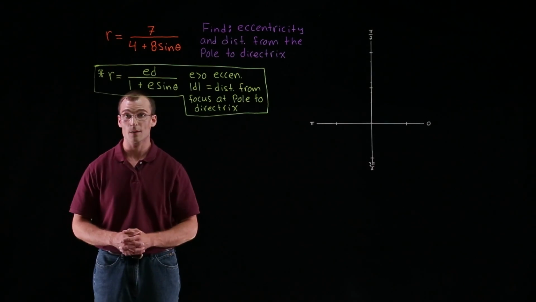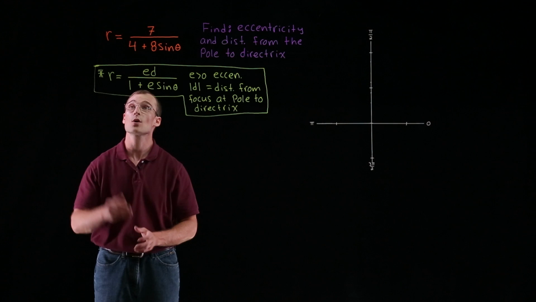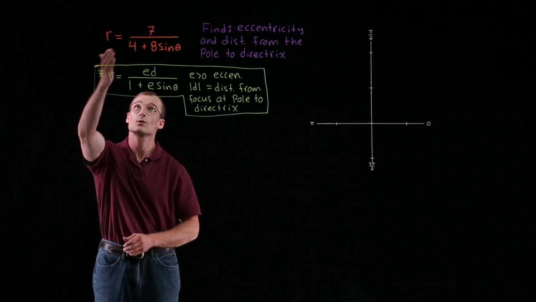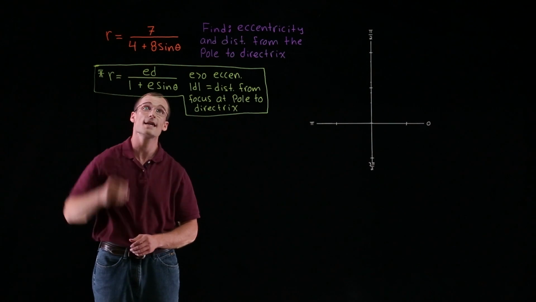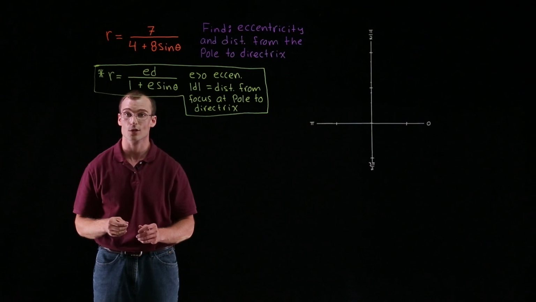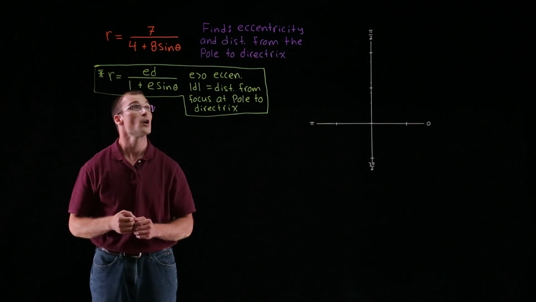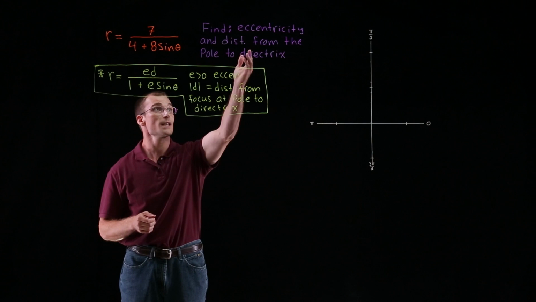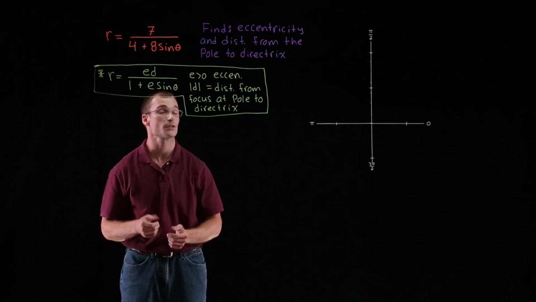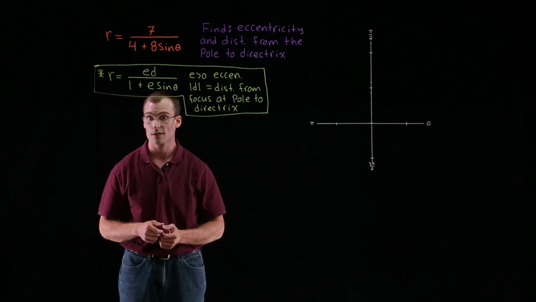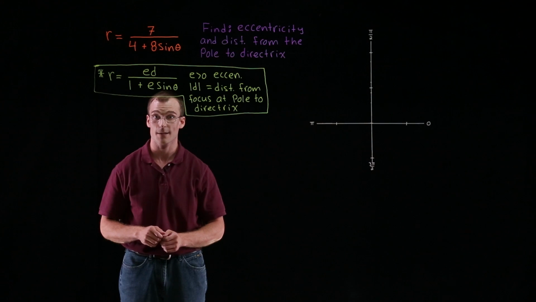Hello everyone, I'm Adam. In this problem, for the curve generated by our polar equation, r equals 7 divided by 4 plus 8 times sine of theta, which we know is the curve of a conic section of some sort, we're going to find the eccentricity and then the distance from the pole to the directrix to start with. Then we're going to sketch the curve and confirm our results with a graphing utility.